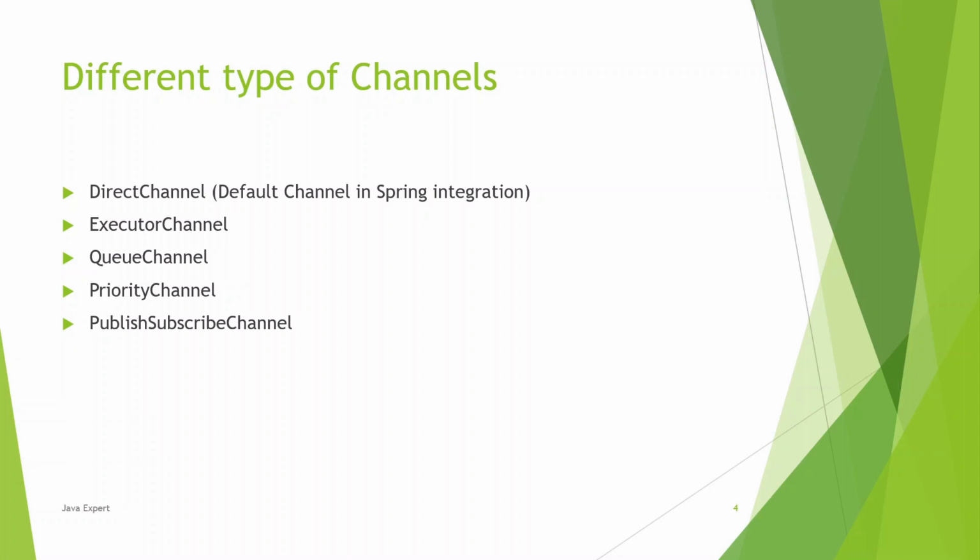Queue channel. By the name itself, we can say it is a queue channel. The sender will place the message in the queue and the receiver needs to pull from the queue. This is the place where you have to use the poller component. So that's a queue channel.